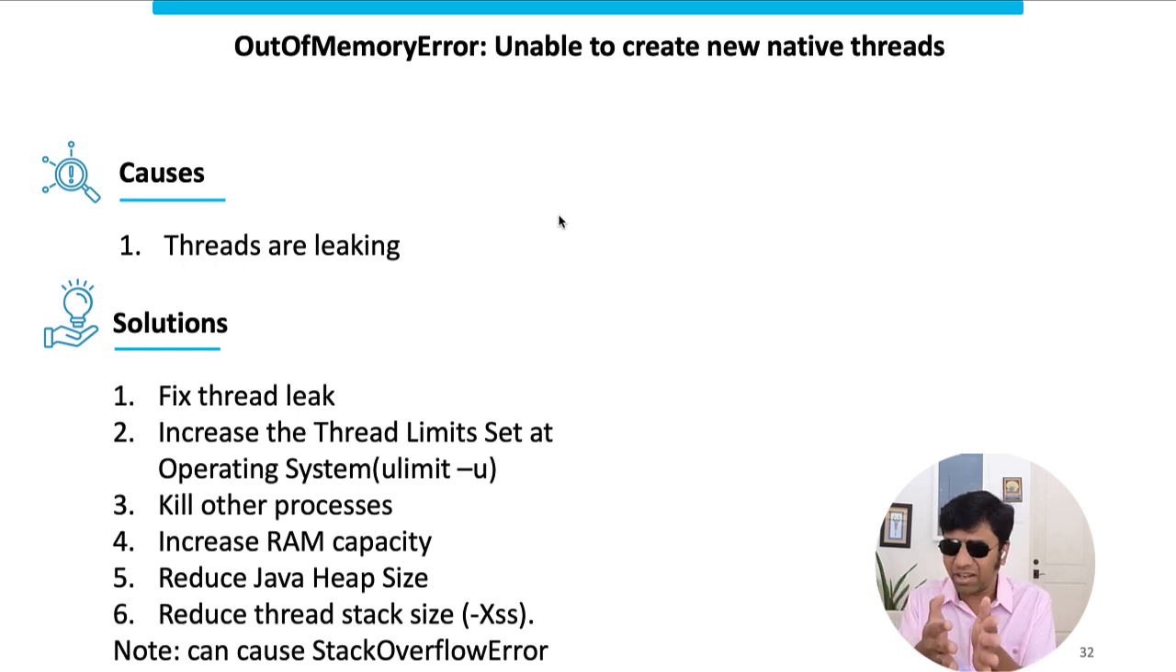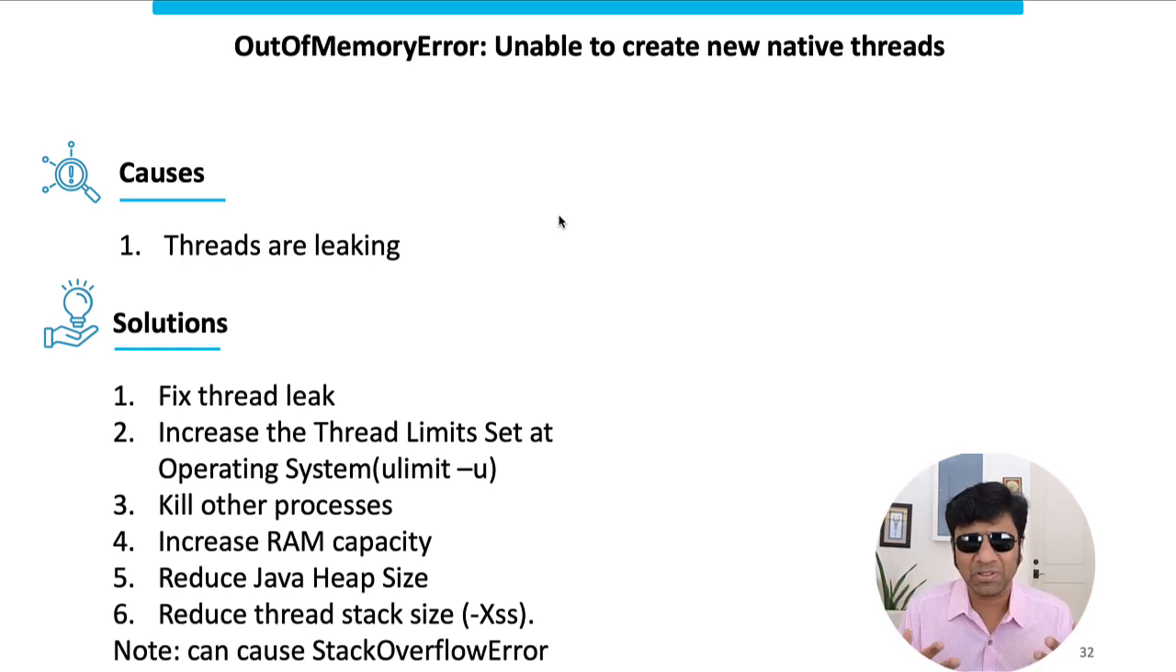You can confront this out of memory error because of a neighbor that is running on your container, or on your machine, on your servers. If a neighbor starts to chew memory, consume more memory, then you are left with less memory, and you are going to get this error. In that circumstance, you may want to increase the RAM capacity.